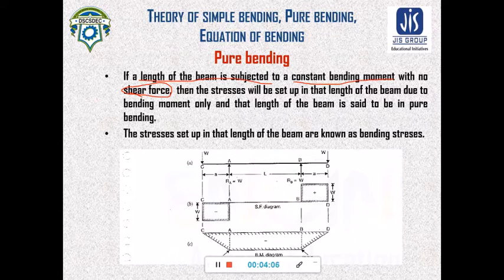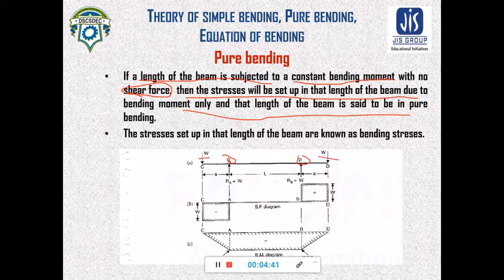So there is no shear force at that length. The stress will be set up in the beam due to bending moment only, and that length of the beam is said to be in pure bending. See in this figure, the supports A and B are the supports, and the W's are the external loads.